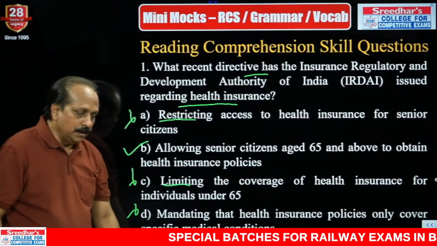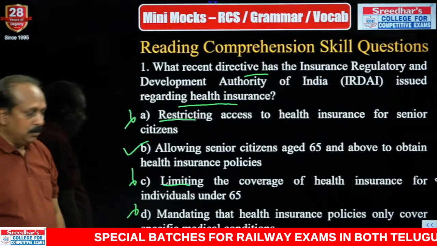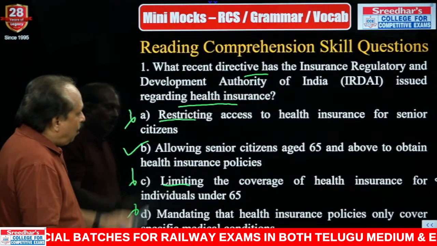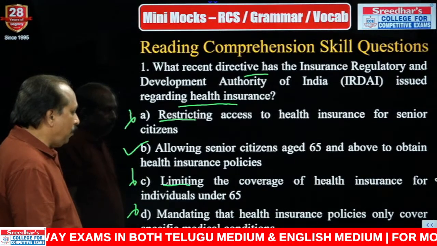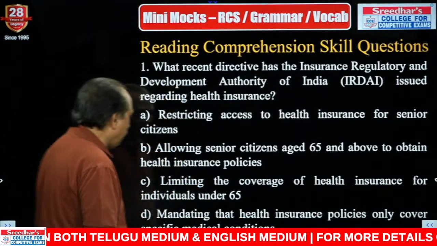What is the answer? Already some students have answered. Very good. B is the answer. Allowing senior citizens aged 65 and above to obtain health insurance policies. That is the main idea, one of the ideas rather.